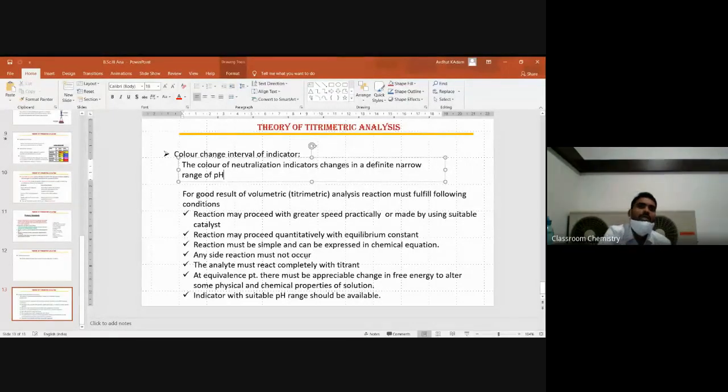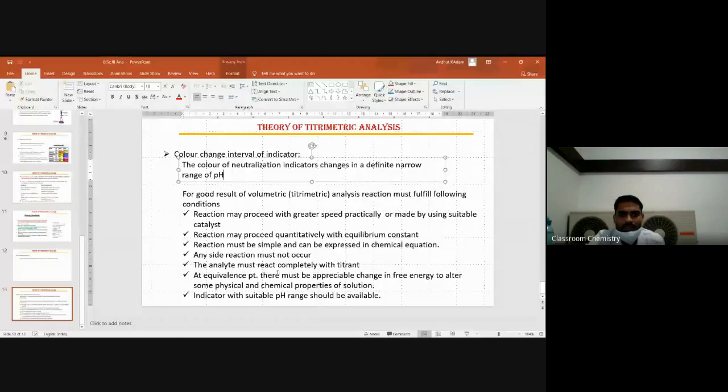If we want to titrate NaOH with HCl, there is a formation of NaCl and water. NaCl is a salt and it is soluble in water, so there is no side reaction or side product. But if the reaction of NaOH and HCl forms another product which is not soluble in the neutralized water, then this is a side product. Hence, for a good volumetric reaction, the side reaction must not occur.